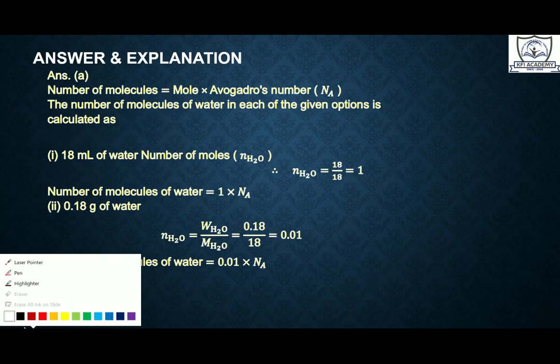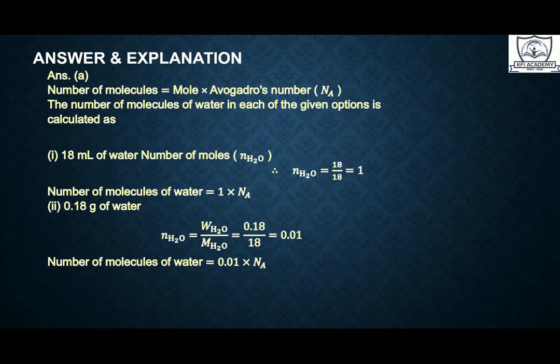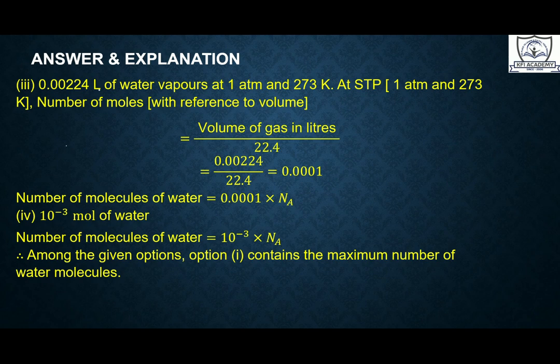Then option C. Here, the 18 ml. Listen here. So given mass by molar mass, 18 by 18, 1 Avogadro number. 0.8 gram, 0.8 divided by 18, is equal to 10 power minus 2 into Na. Next case, 0.0224. We know very well 22.4 liter contains 1. Then what about 0.0224? The answer is 1 into 10 power minus 4. The last one is 10 power minus 3 mole. 1 mole contains 1 Avogadro number, so 10 power minus 3 mole gives 10 power minus 3. If you calculate all those things, option 1 contains the maximum number of water molecules.